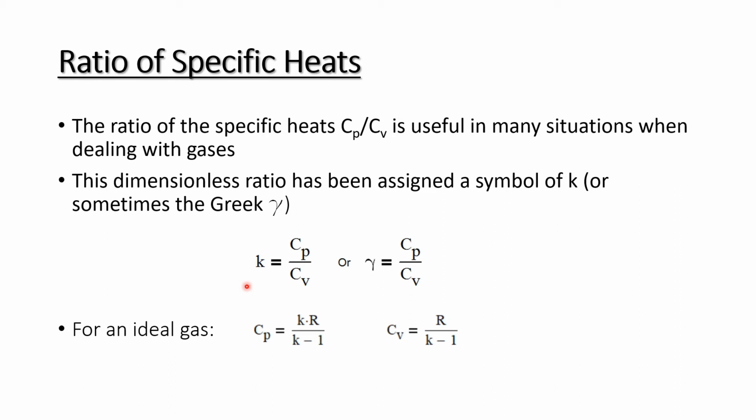And we will find out, I'm not going to derive this, that when we have an ideal gas, there's a strong relationship between K and R. We can calculate a value of C sub P as K R over K minus 1, or we can calculate C sub V for an ideal gas as the gas constant R over K minus 1.